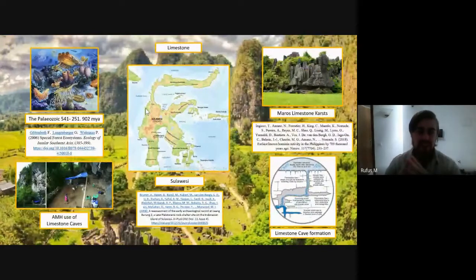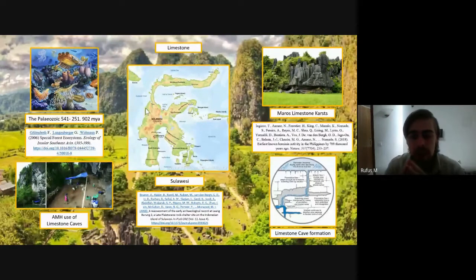Splendid. So one of the key sedimentary deposits in the region is limestone. Limestone has been very important because it has been utilized for various hominin activities and creates a very good and unique environment. Now, several different limestone areas in the islands of Southeast Asia were formed at different periods in history.